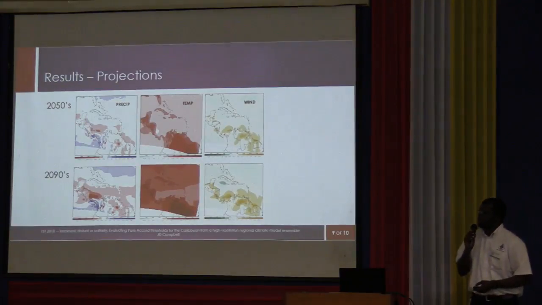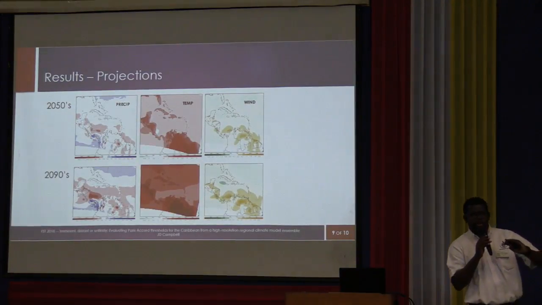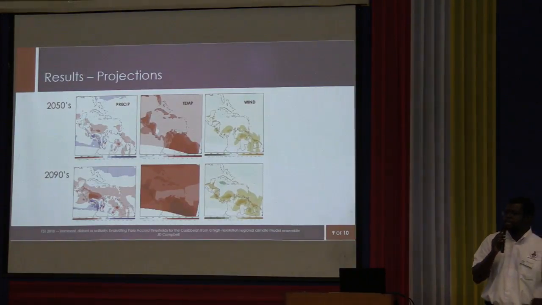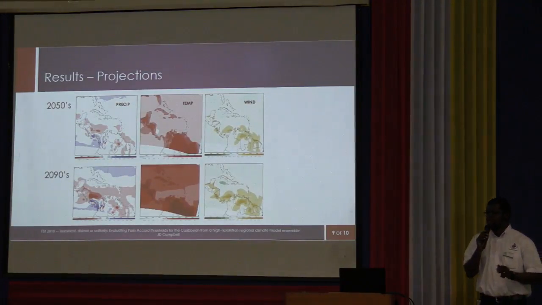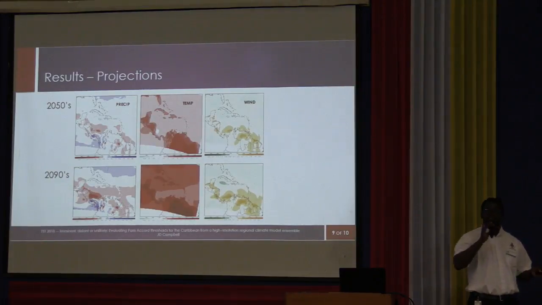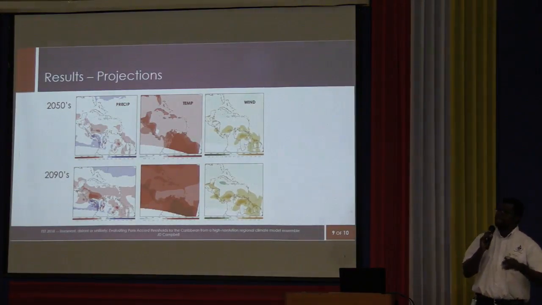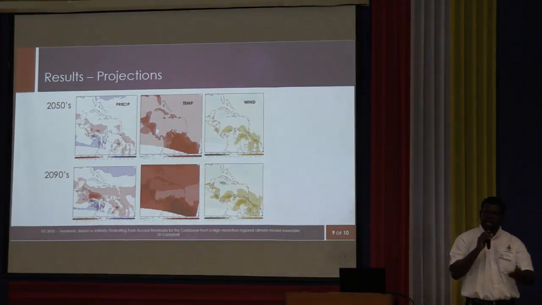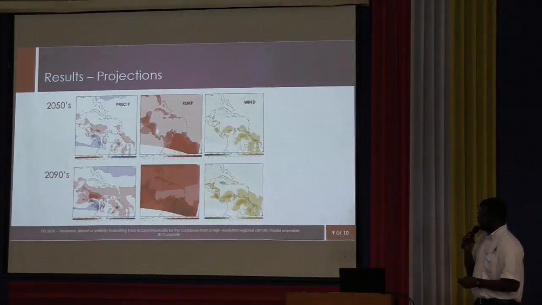All right, projections. So what we did was actually look at the 2050s. So this is no longer 1.5 versus 2. It's just saying, what would be my state in the 2050s? What would be my state in the 2090s? And by 2050, I'm taking 2040 to 2060. By the 2090s, I'm taking 2080 to 2100 and creating an average state. And that comes out as your climatology.